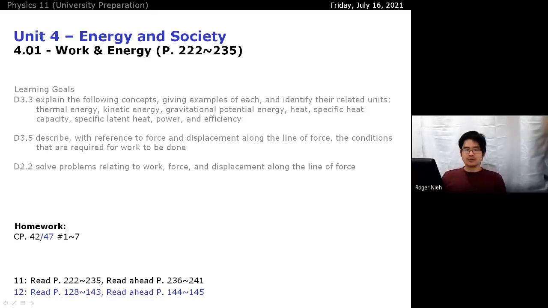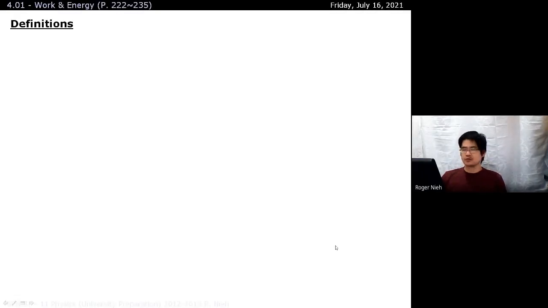Welcome one, welcome all to a brand new unit in the world of energy and society. As usual, when we start off with any brand new unit, I always like to cover terminology first. You may have heard of the words work and energy before, and you may think that they're the same meaning, but they do have slightly different meanings.